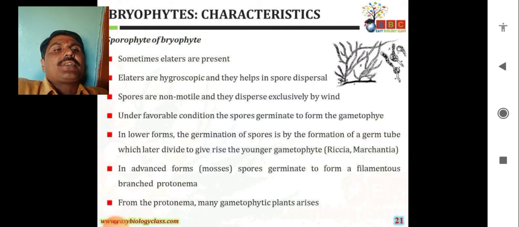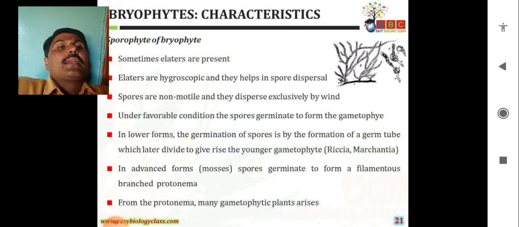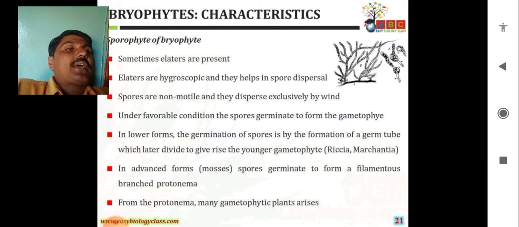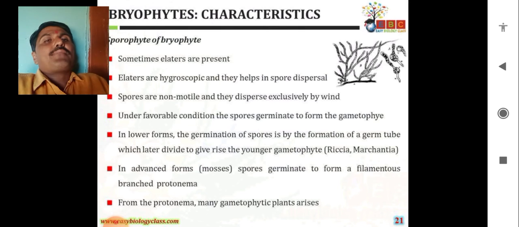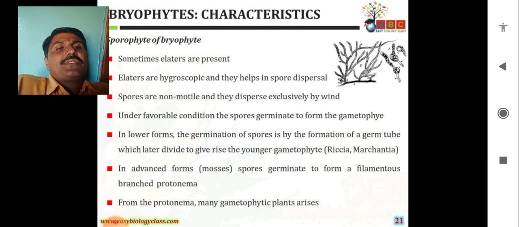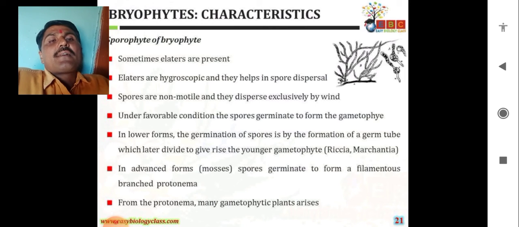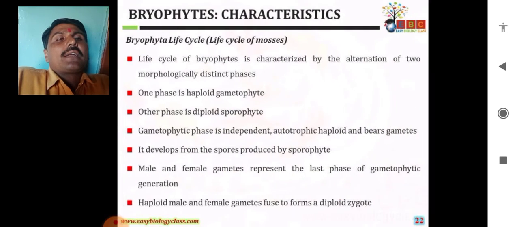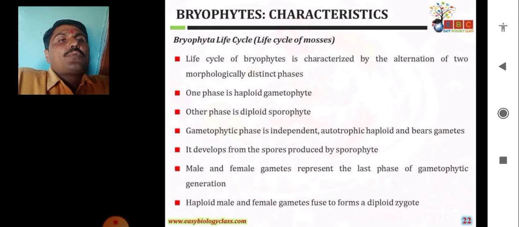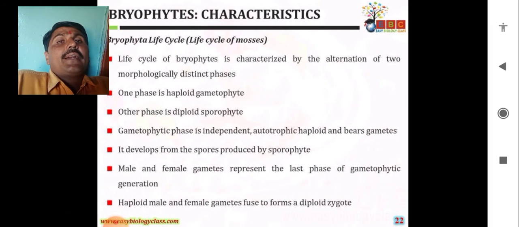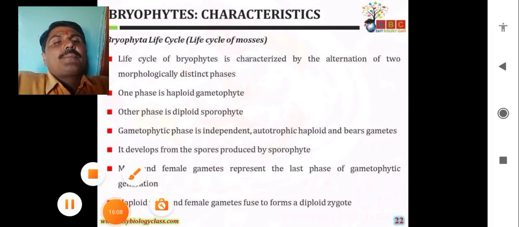Under favorable conditions, these germinate to form the gametophyte, whereas in lower forms, the germination of spores results in the formation of a germ tube, which will later divide to give rise to the young gametophyte. For example, Marchantia and Riccia. In most advanced mosses, spores germinate to form a filamentous branched protonema. From the protonema, many gametophytic plants arise. So this is what, friends, regarding the sporophyte of the plant.